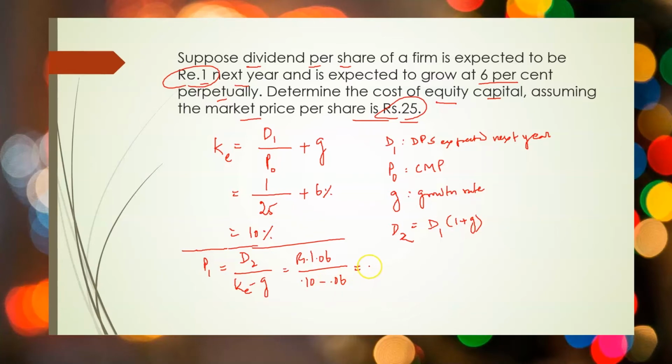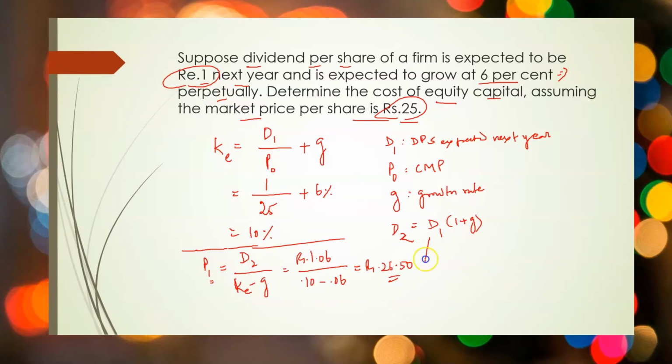So this will become rupees 26 and 50 paisa. So this is the theoretical price expected in year 1, considering the growth rate of 6%, for the dividend per share given in the question as rupee 1.